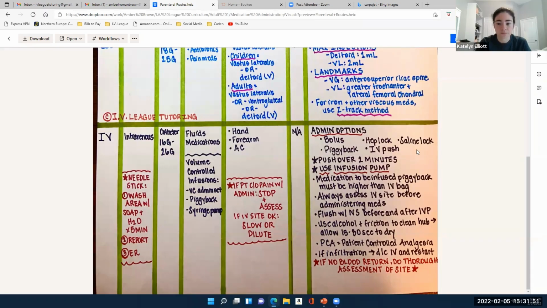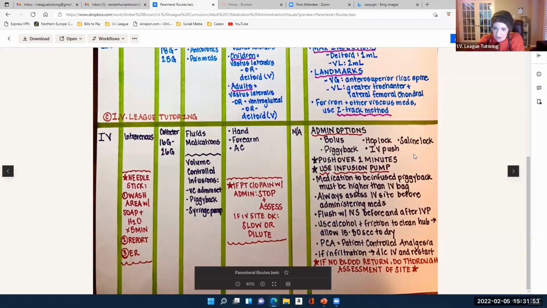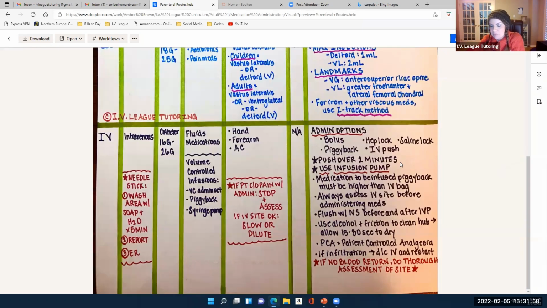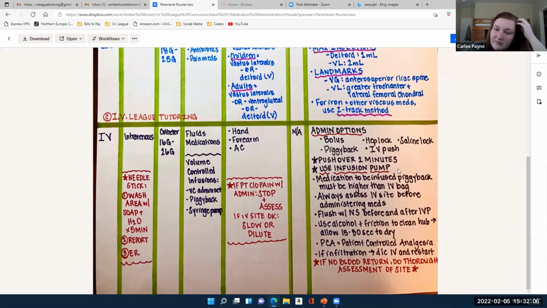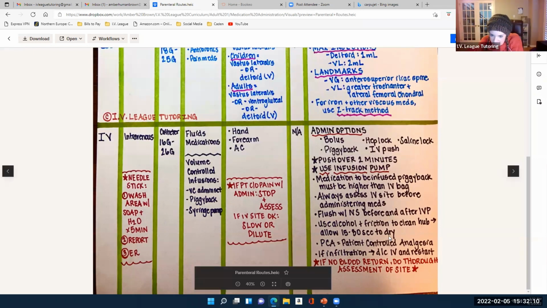And then obviously y'all know what IV push is. Yes. Now I put push over 2 minutes. That's the minimum amount of time. There are some IV pushes that may be longer than that. Okay. Do y'all know what an infusion pump is? Yeah. Always put all your meds on an infusion pump. We don't do those to gravity. Okay. Let's see if there's anything else on here that I have not said. Y'all know what a PCA is?